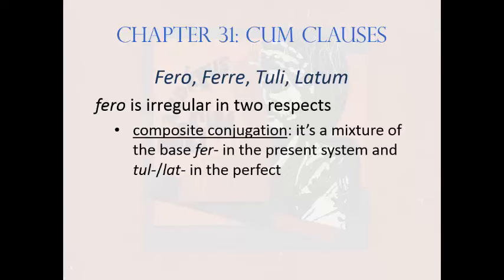One, it's the product of two different bases mashed up into one verb: fer, which dominates the present tense system, and tul or lat, which rules the perfect. The perfect base tul is in fact originally the past tense of tollo, meaning lift or raise, a verb we studied earlier, chapter 22, and close enough in meaning to fero, bear or carry, for fero to borrow it. Pilfer might be more accurate.